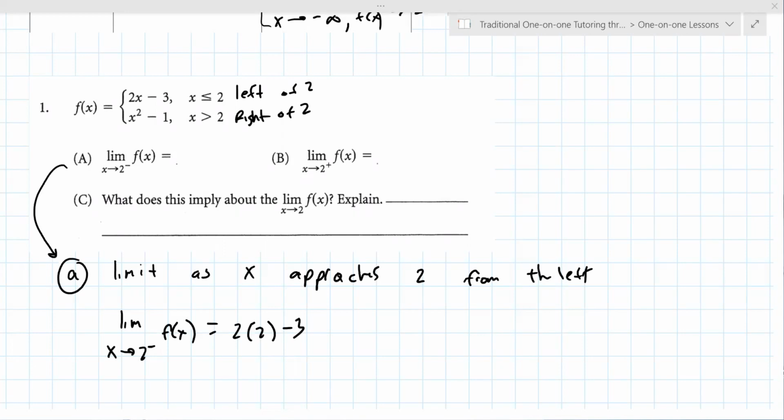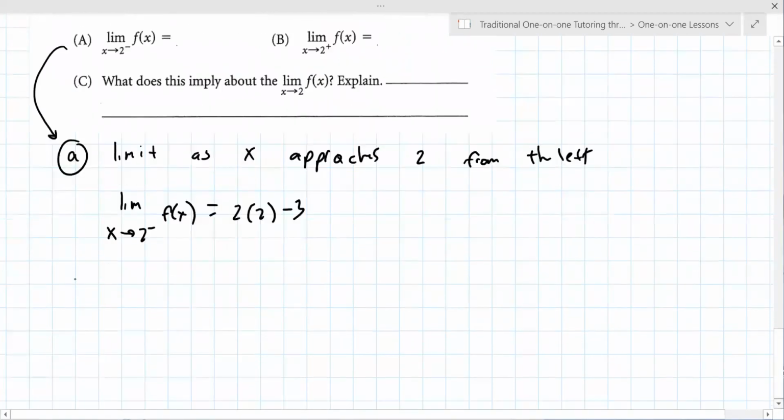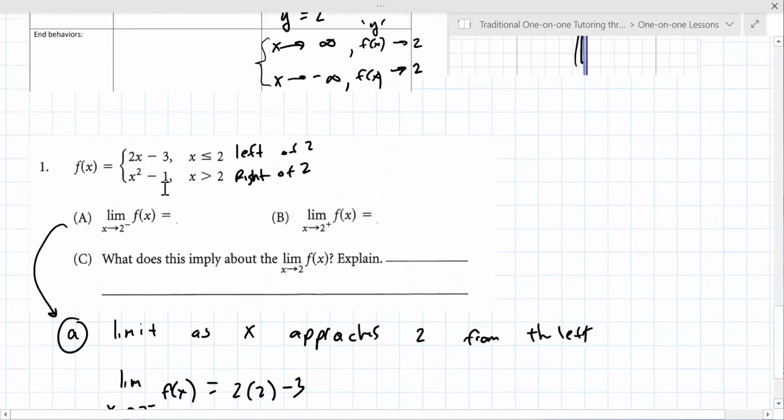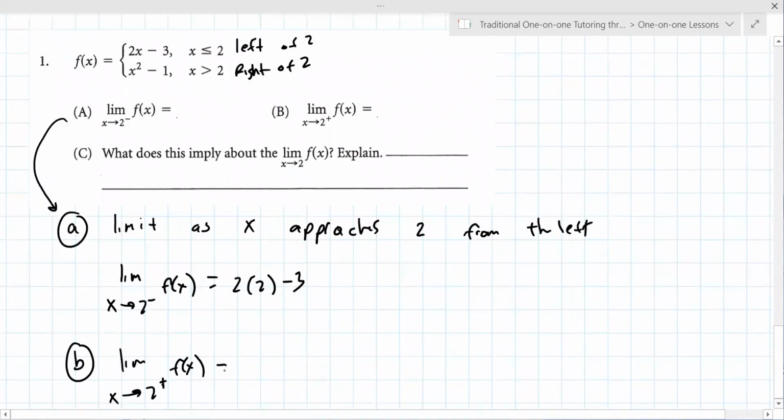Okay, so for the second one here, it's the limit as x approaches 2 from the right, f of x. So you're essentially just doing the same thing. You're putting 2 into the other one. So it's 2 squared minus 1, which is 3. Okay.